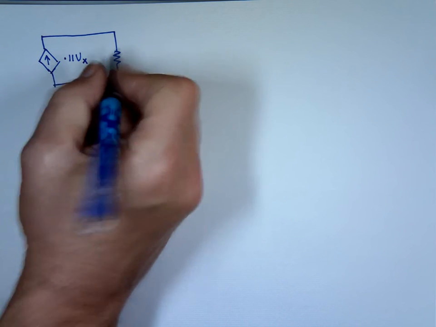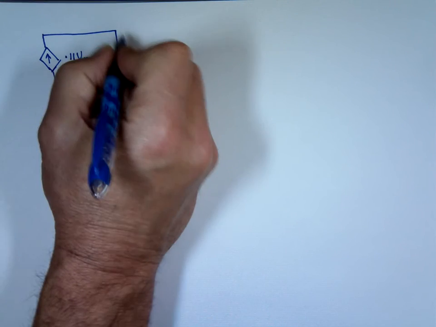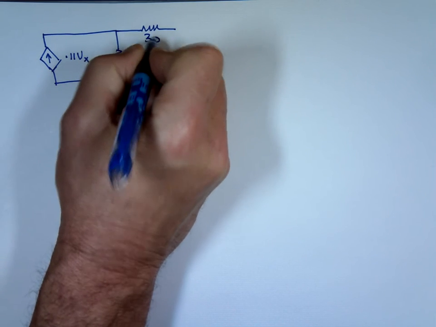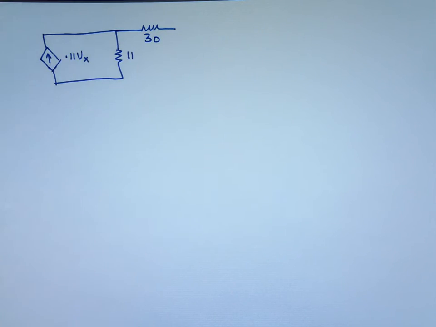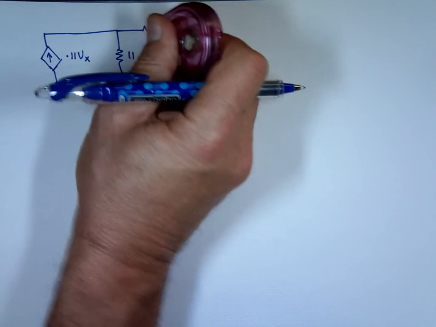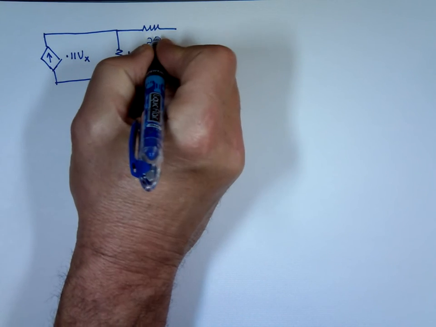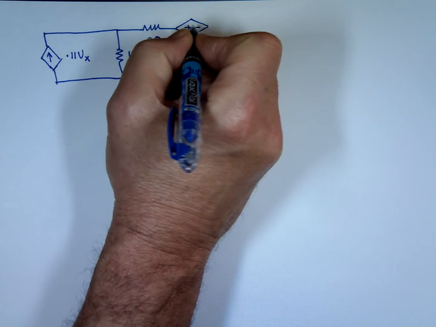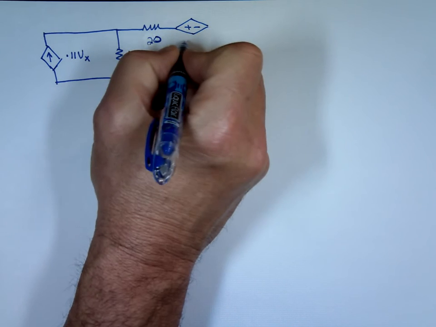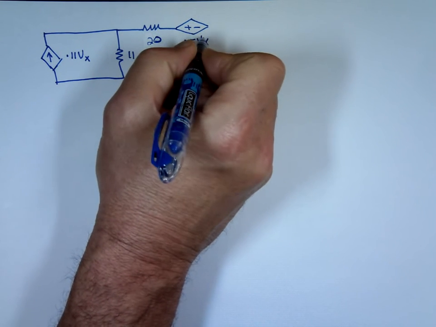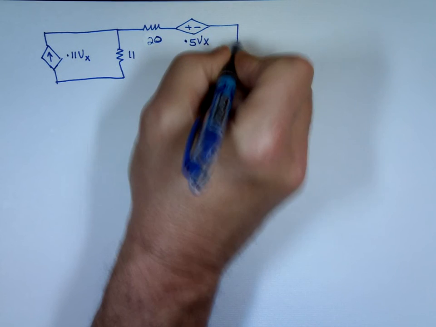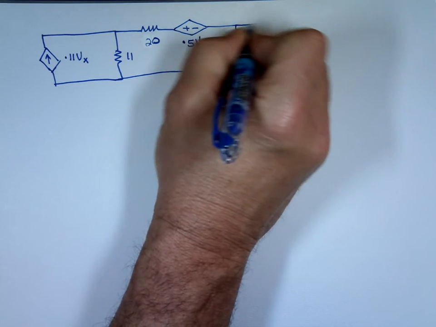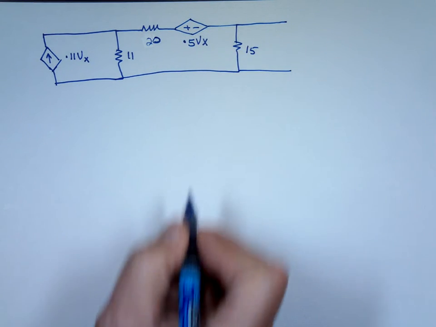11 ohms. 30. 20. That's 20. Okay. Plus to minus 0.5. I'm assuming that's VX again, VAB, right? And that's 15. And we're looking for the equivalent of that, and Vx is right here. This is really Vx.